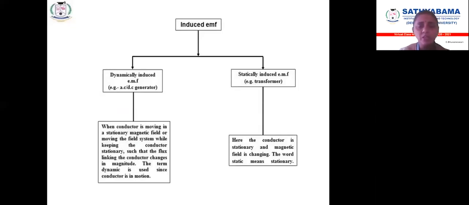Okay. Now, what happens in electromagnetic induction? Actually, the EMF is produced, right? By varying the flux lines, we are producing the EMF. Now, this induced EMF is broadly classified into two: dynamically induced EMF and statically induced EMF. Dynamically induced EMF, as the name tells, is dynamic. Dynamic is involved with movement. Either the magnet can move or the coil can move.